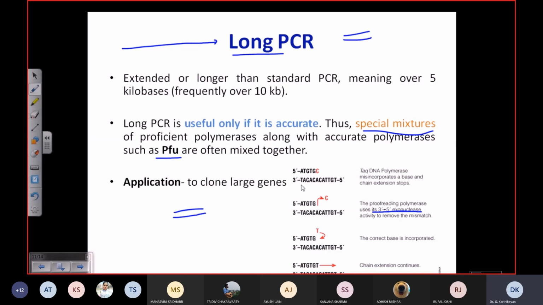So suppose this is the template strand, and this is the primer. The primer is added and the polymerization is going on, and one base is mistakenly added. Here C is added against A instead of T. So what will happen? We need to cleave this C out. We need the 3' to 5' exonuclease to cleave this C out, and then again incorporate T, which is correct, and then carry out this chain elongation, the polymerization process.